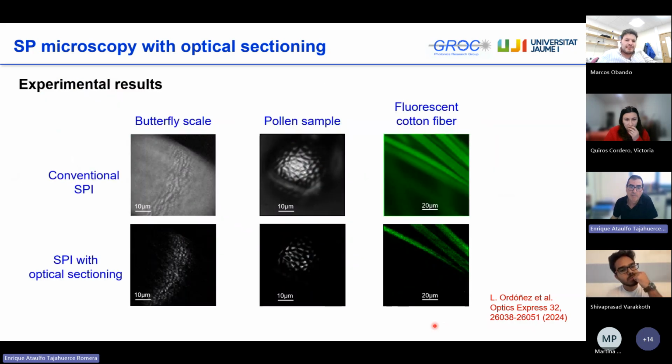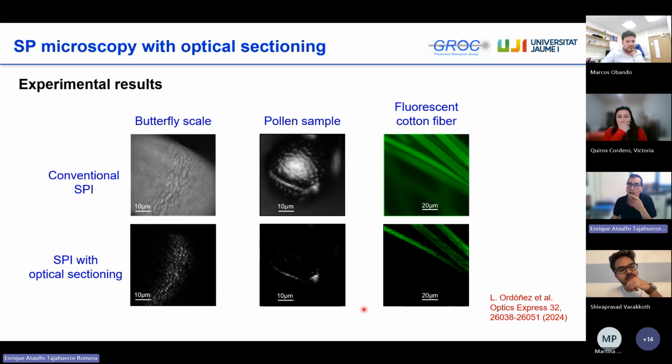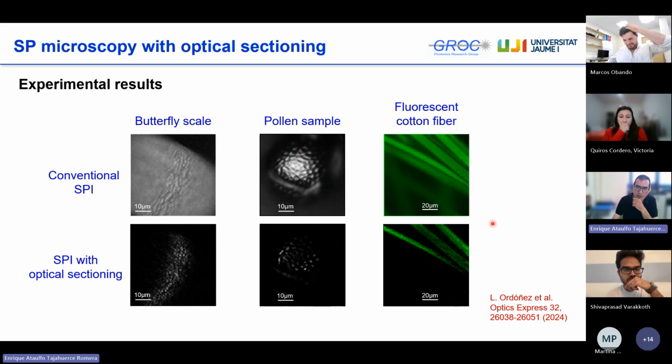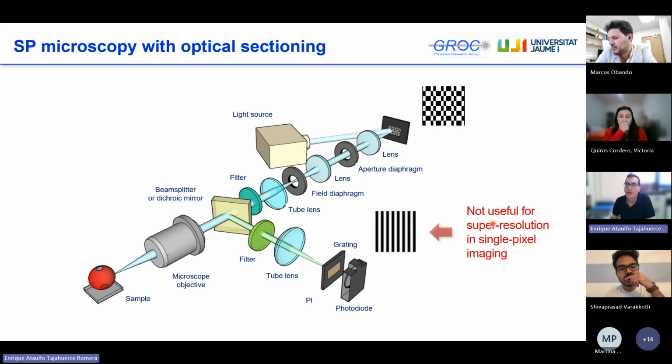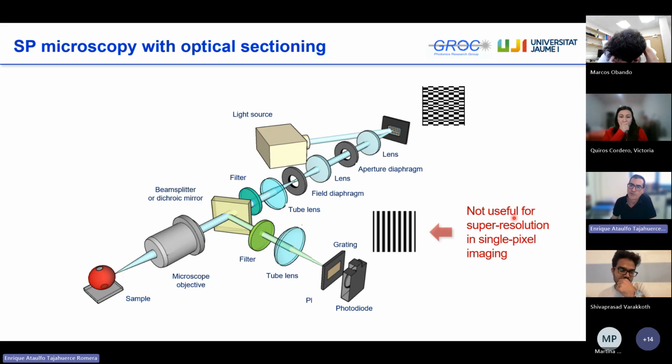Here are other examples, how with optical sectioning we are able to record only some information at a fixed distance from the microscope, and also that the system works in fluorescence also. Okay, SIM techniques are also used for super resolution, but the grating we are using here to obtain optical sectioning is not useful in this case for super resolution.